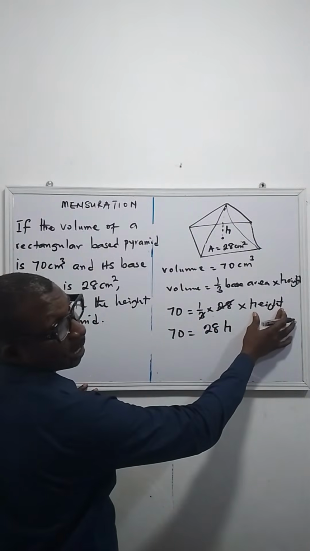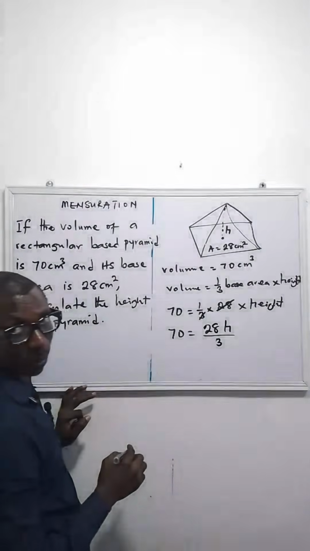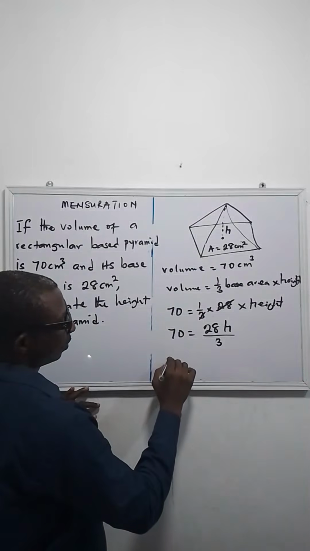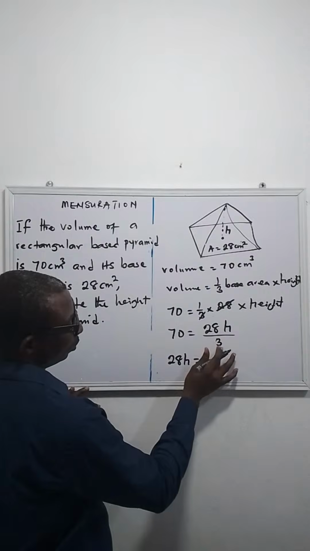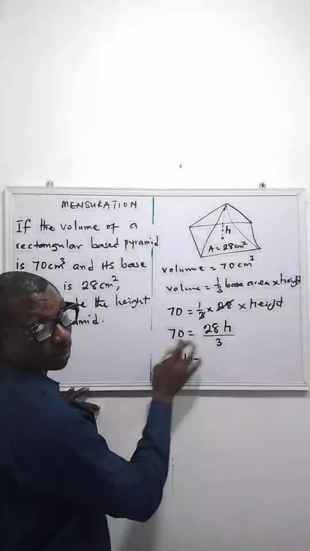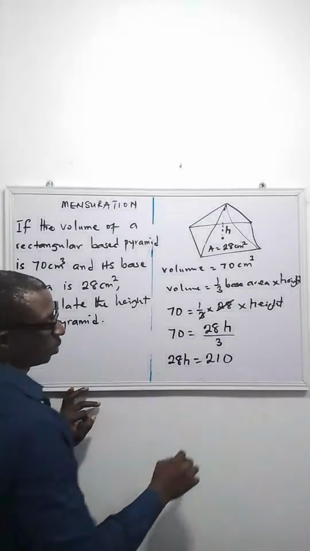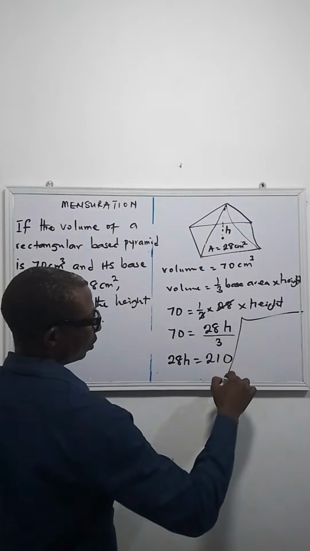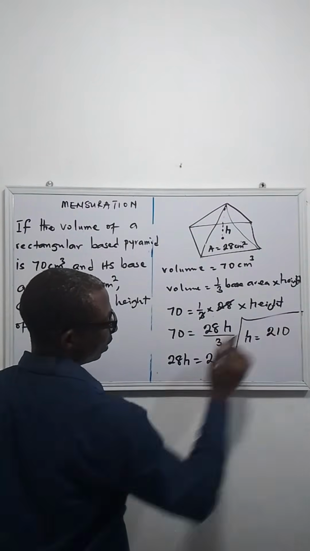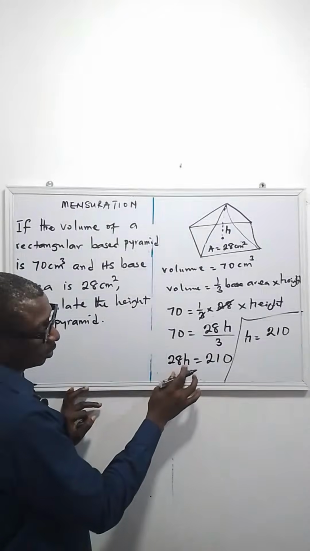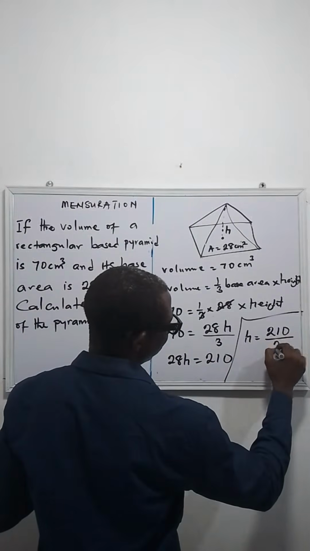Let's call the height h now. So we write it this way. Right, so we can cross multiply. We have 28h equals, now use this to multiply this, 3 times 70, that's 210. So we have h equals 210 over 28, since you are dividing both sides by 28 because you want to find the height.